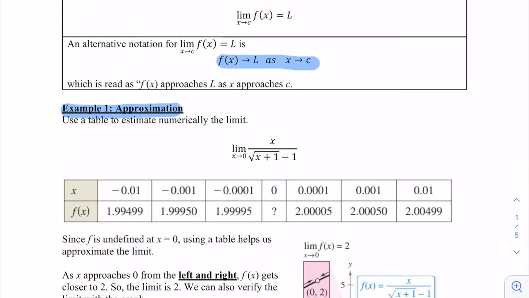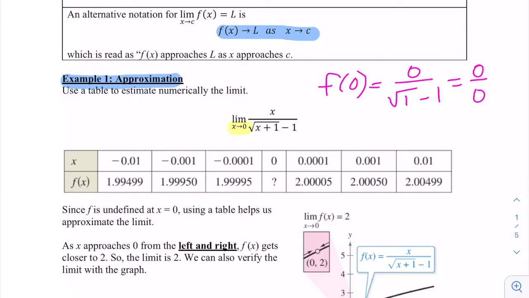The first method we want to go over is approximation, and this is going to be your fail-safe method. We're finding the limit of this function as x approaches 0. If we plug in 0 here, so f of 0, we would get 0 over the square root of 1 plus 0 minus 1. So we would get 0 over 0, which is undefined.